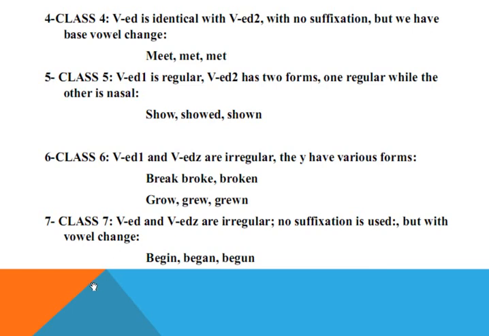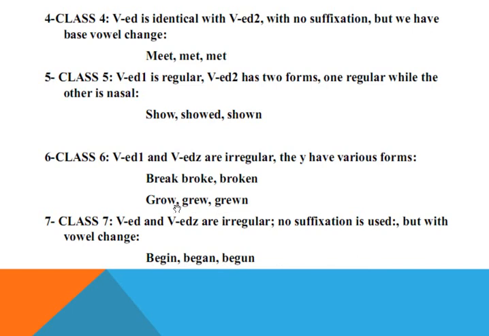The final class, class 7, in which the VED1 and the VED2 are irregular. In this class there is no suffixation, but there is a change within the base vowel. So for example, begin becomes began and begun. So you see the difference between class 7 and class 6. In this class there is no suffixation: begin, began, and begun.